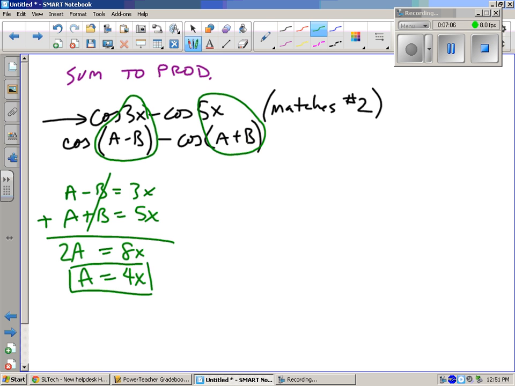All right, then I have to plug that back in. Let's put it in right here. So I get 4x minus b equals 3x. Well, to make that work, b has to equal x, 1x. So we have our a and b now.